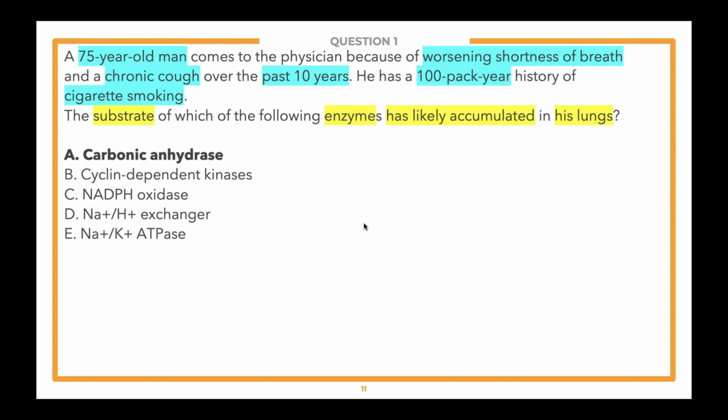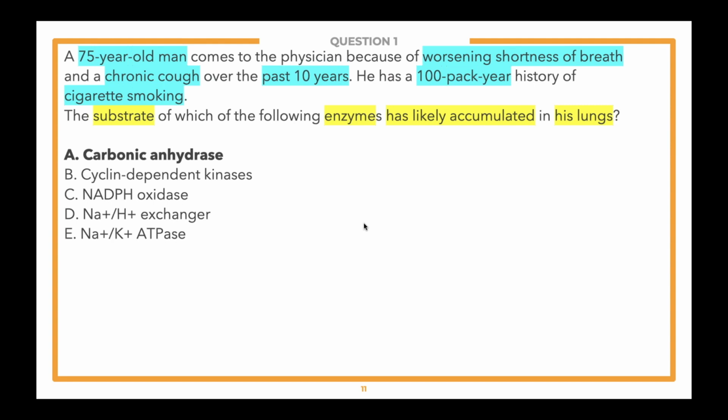Lastly, answer choice C, NADPH oxidase. This is converting oxygen into oxygen radicals. So oxygen is the substrate for NADPH oxidase. And actually, in patients with COPD, we wouldn't expect oxygen to be accumulating.